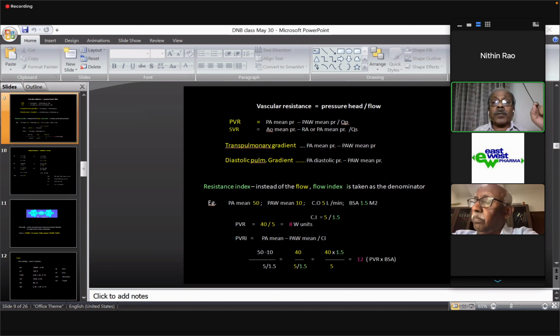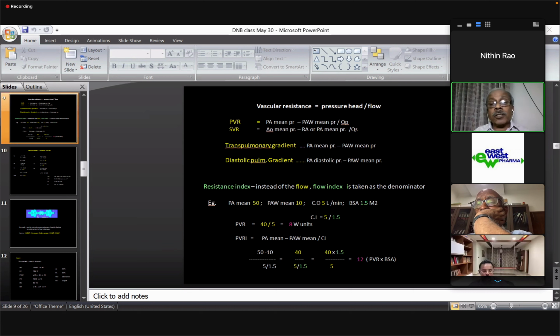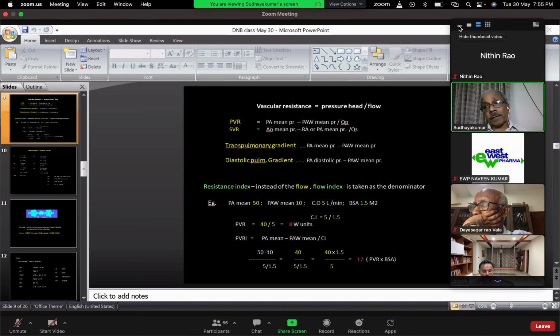or the cardiac output, use cardiac index. Cardiac index is 5 by 1.5. So 50 minus 10 divided by 5 by 1.5. This is the cardiac index. And in arithmetics, this will go as the numerator. So that is how you get the index, as the resistance into body surface area.